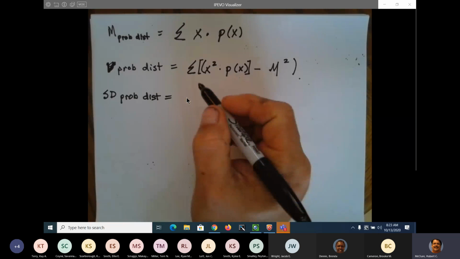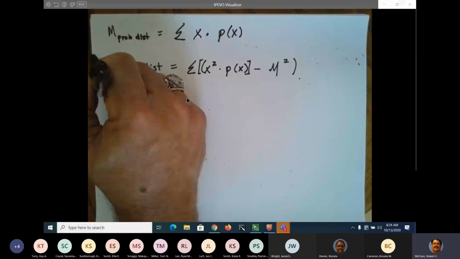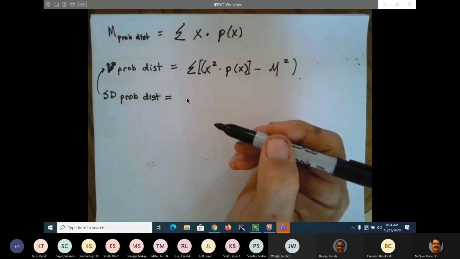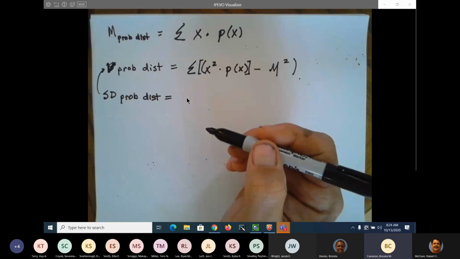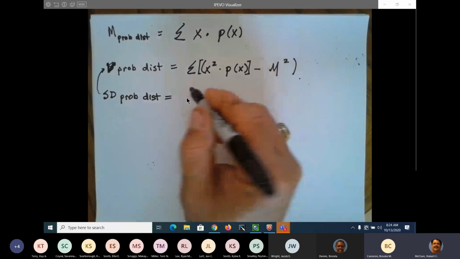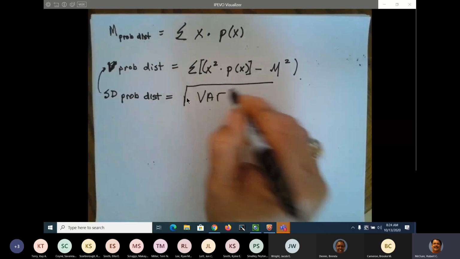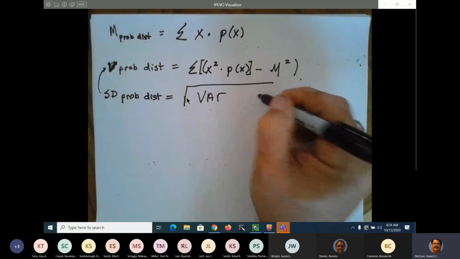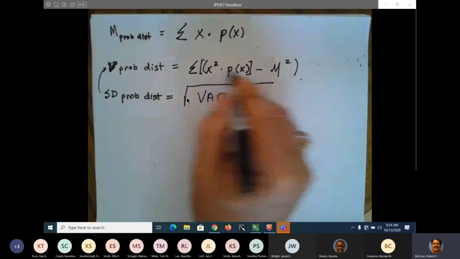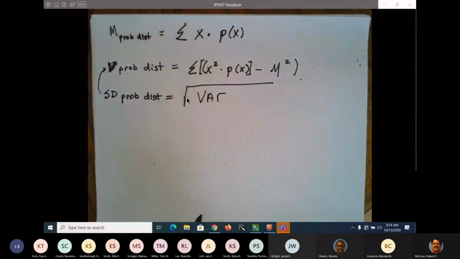What is the relationship in chapter 3 between the standard deviation and the variance? Is anybody able to remember? Go ahead. Standard deviation is like the square root of the variance? That's right. So I'll put a square root, and I'll just put variance right there, which is this right here. Okay? So if I take the square root of this function right here, that's going to be the standard deviation.